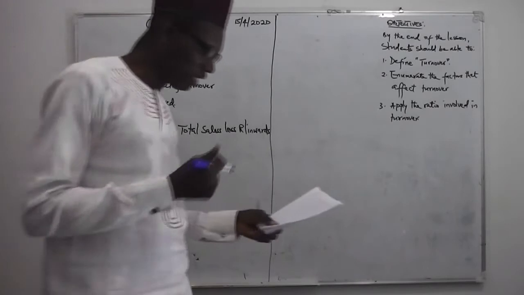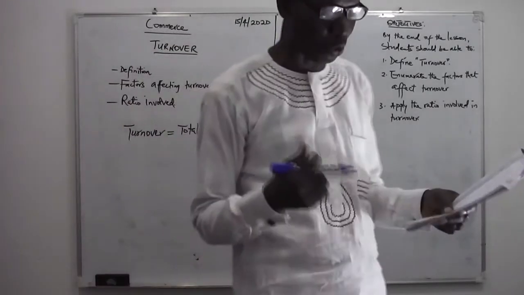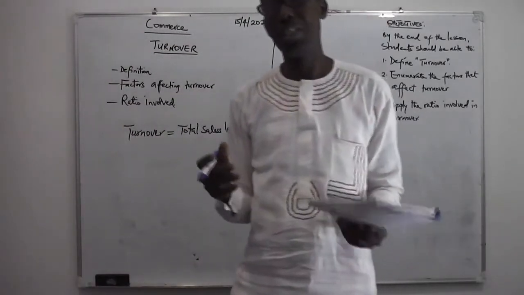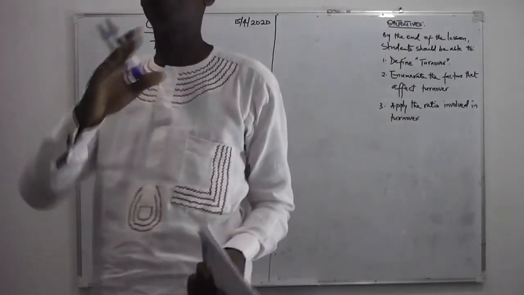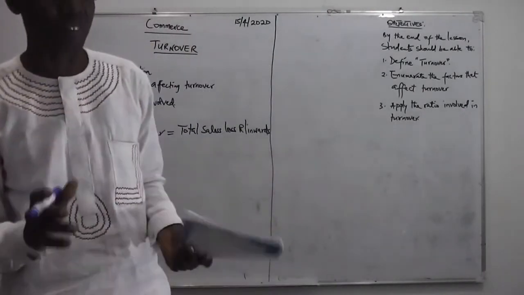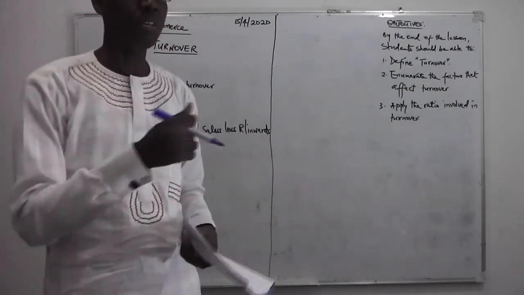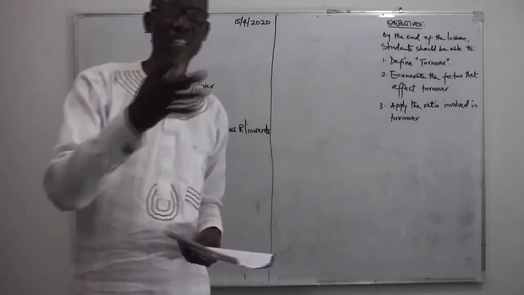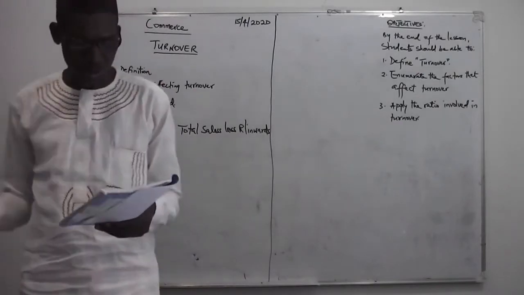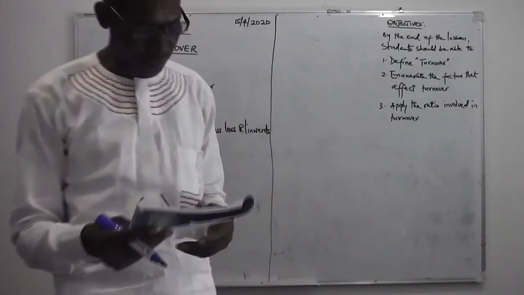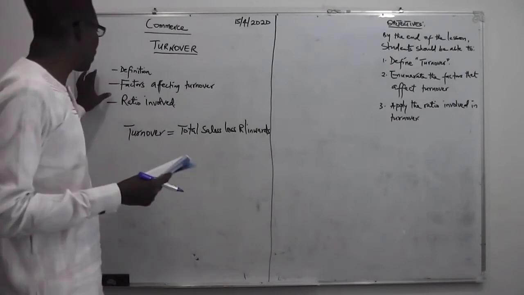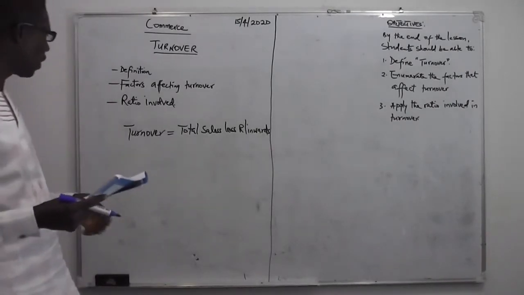Then, last but not least, is the variety of goods sold by the seller. When you come to a shop and different types of goods are available, that will attract more sales than when you come and can't get what you are looking for, and you have to go to another shop. So these are the factors that affect turnover.